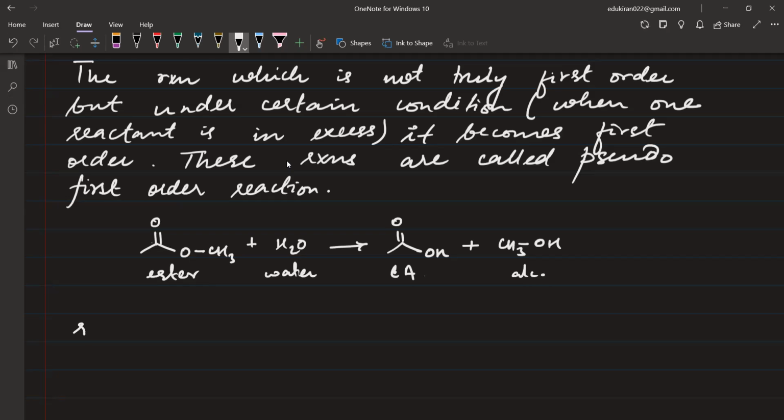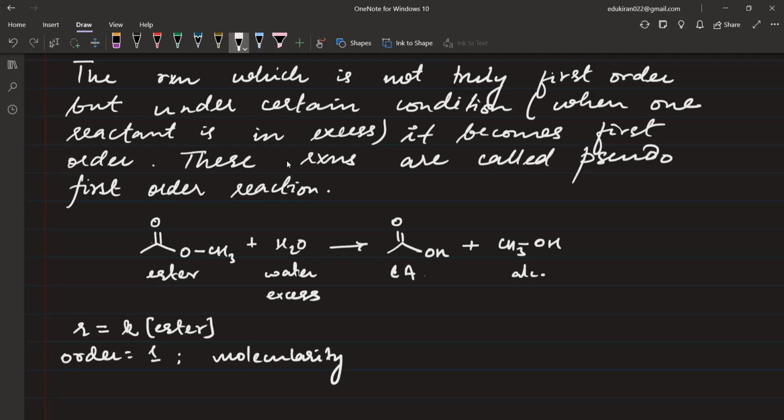Now, the rate equation will be equal to the rate constant K into the concentration of only ester, and not water, because water will be in excess, and the order of this reaction will be equal to 1. But molecularity will still be 2, because ester has to collide with a water molecule. If you remember, molecularity relates to the collision of the reactants to form product. So water and ester are colliding, so 2 are colliding, that means molecularity will be equal to 2.